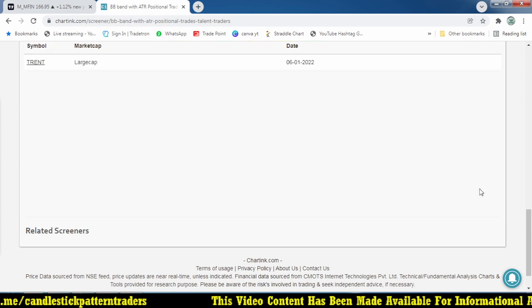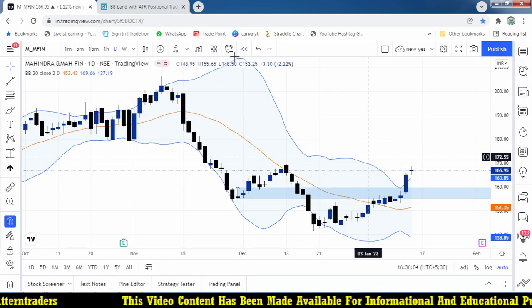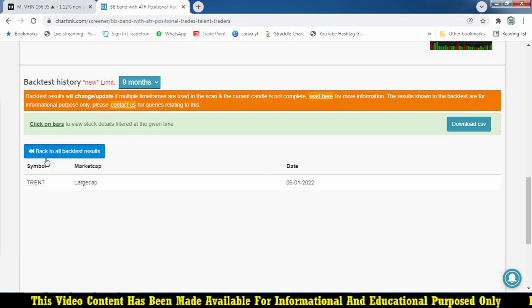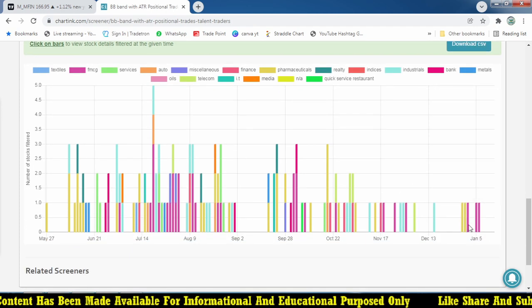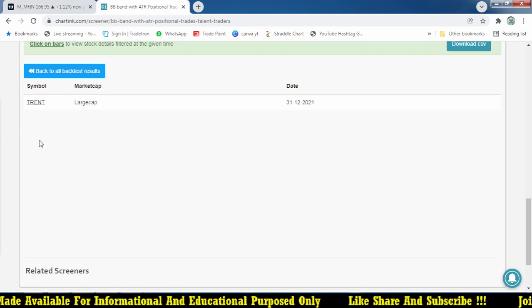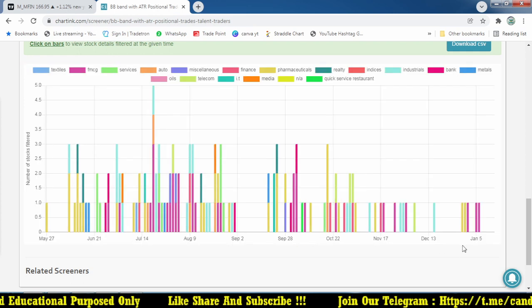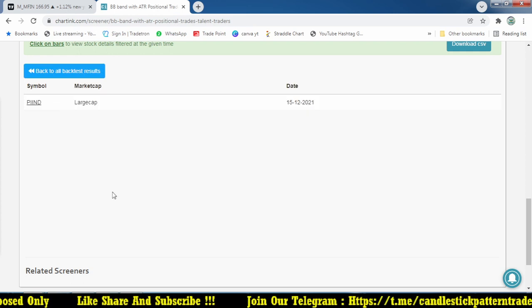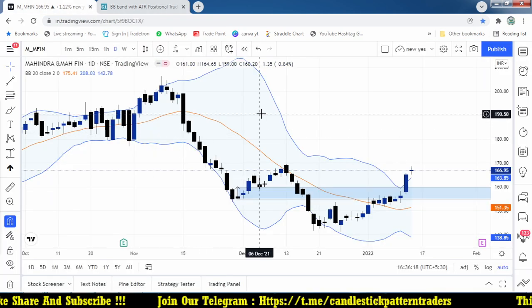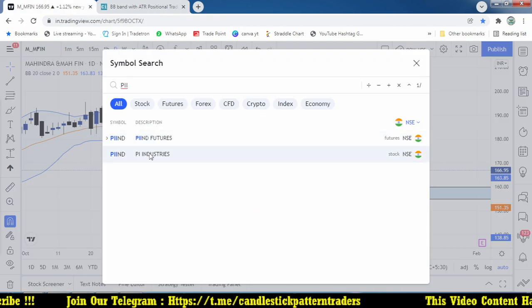Recently we got a 6th January trend. The same stock which started the first time here on 31st December trend, now it is performing well, and here we got an Alkem that is working well. And at this point of time, 15th December, we have PI Industries. Let me try it out. PI Industries on 15th December.